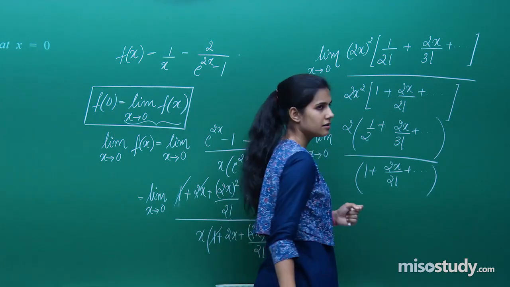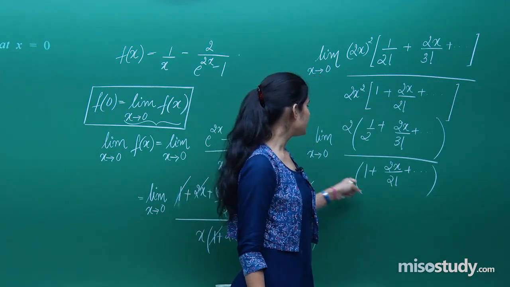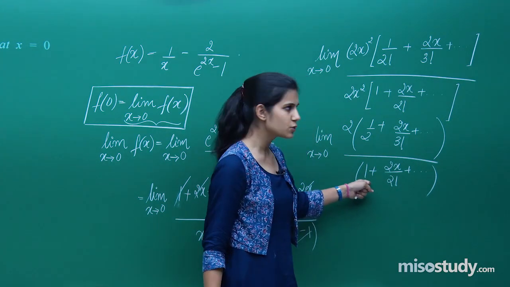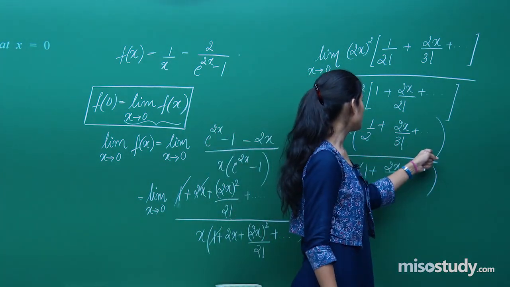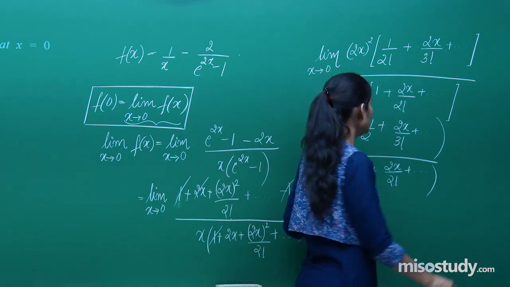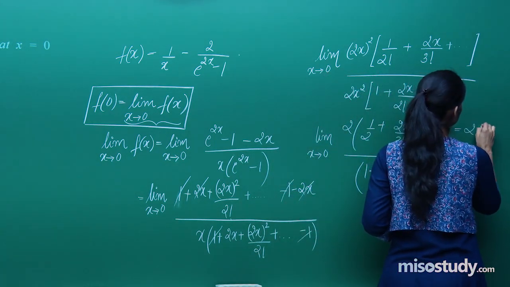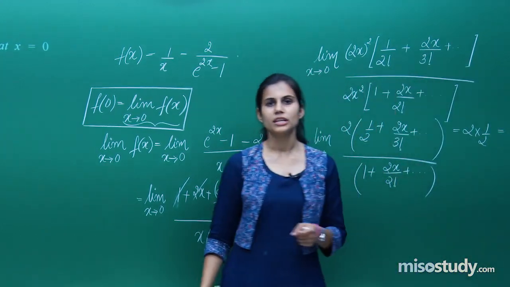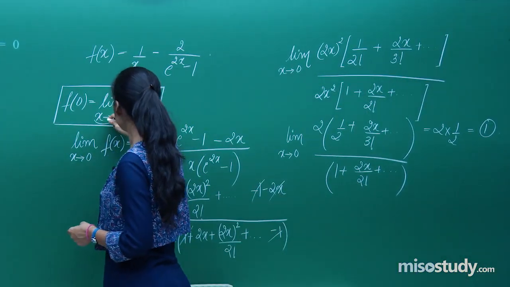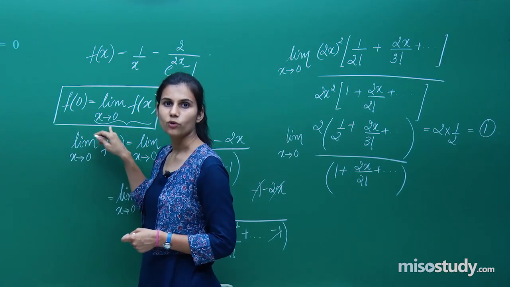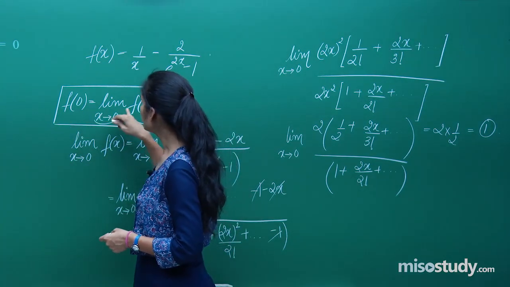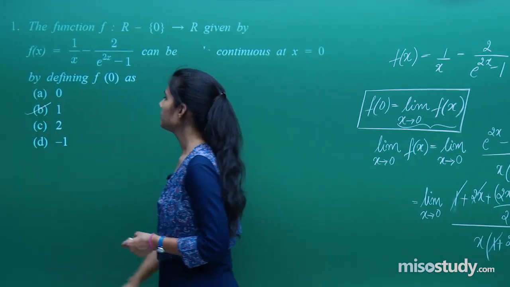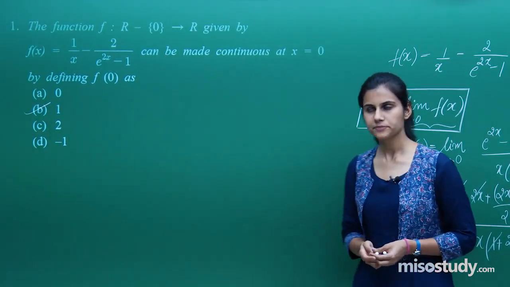Now see, as limit x approaches 0, this complete thing in the denominator becomes 0 plus 1, that is 1. So denominator is 1. The numerator's extra terms become 0, so you are left with 1 by 2 plus 0. So eventually what you get is 2 into 1 by 2 whole upon 1, which is 1, and therefore the limit that you get for f of x as x approaches 0 is 1. f of 0 should be equal to 1 for f to be continuous at x equals 0, and therefore option number B is the correct one.